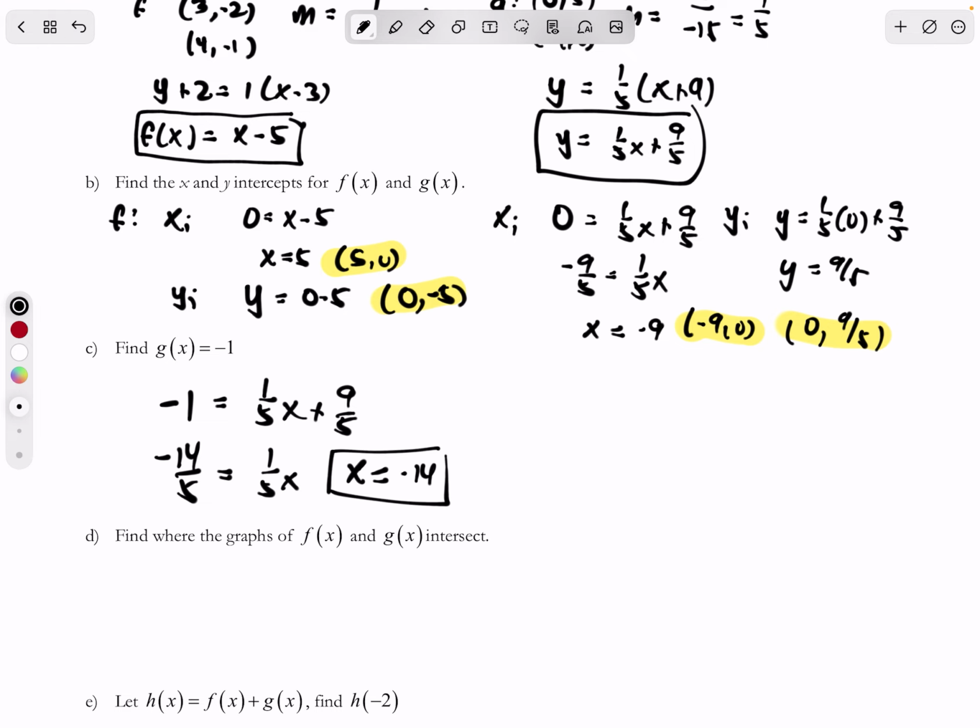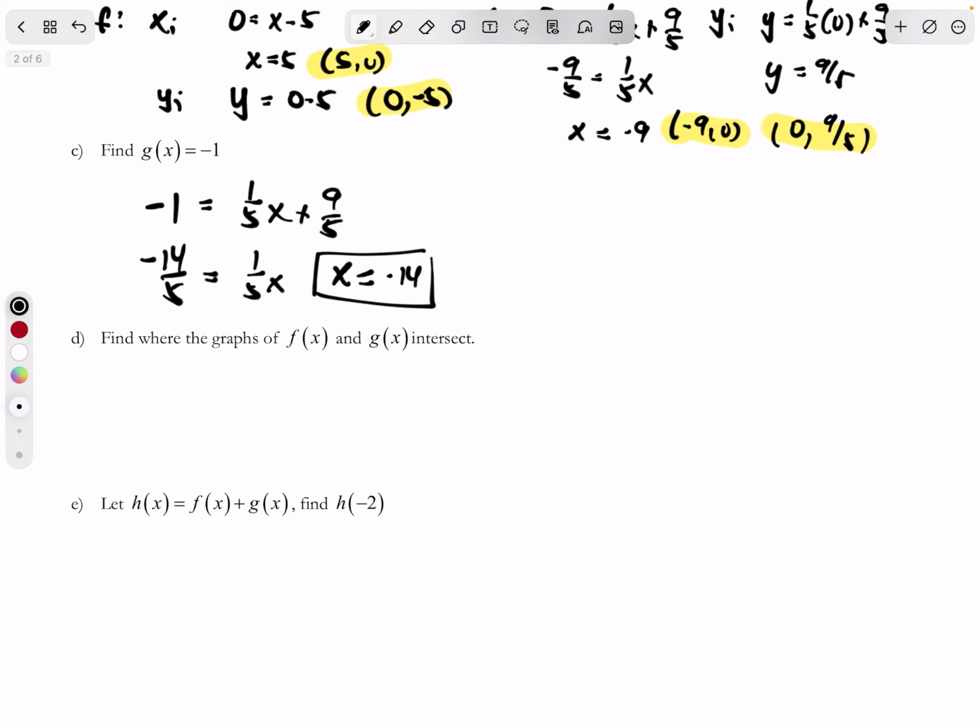All right. Find where the graphs of f and g intersect. So we're going to let f of x equal g of x: x minus 5 equals 1/5 x plus 9/5.